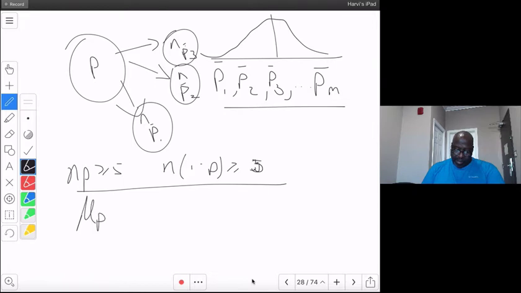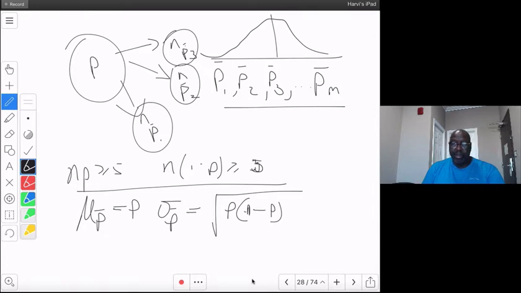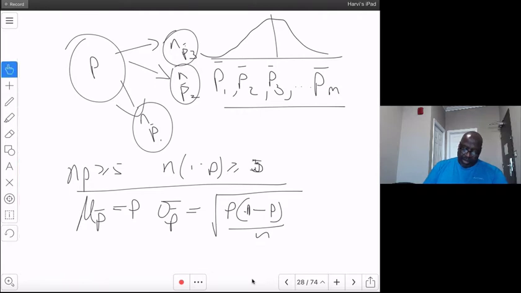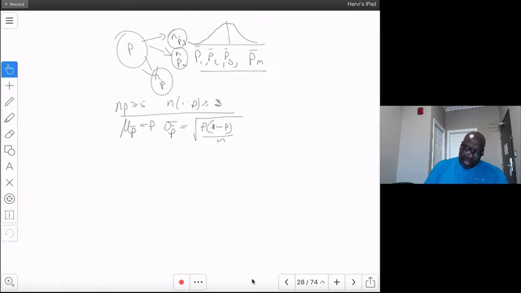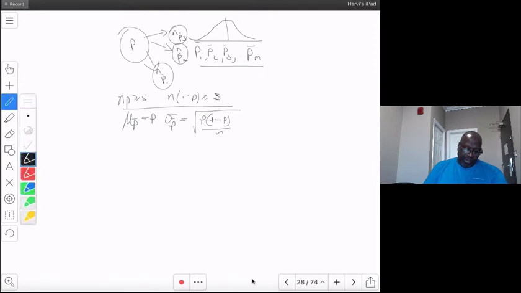The mean of the sample proportions, mu p bar, will just be the population proportion, and the standard error, sigma p bar, of the sample proportions will be given by the following formula: p times 1 minus p over n, and we take the square root of that, and that gives us the standard error. Once we have that, given that this is a normal distribution and that's the mean and standard deviation, we could find our z values in case we want to find probabilities.